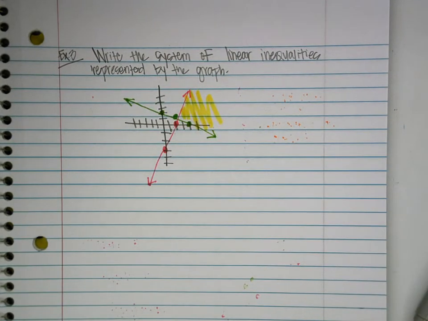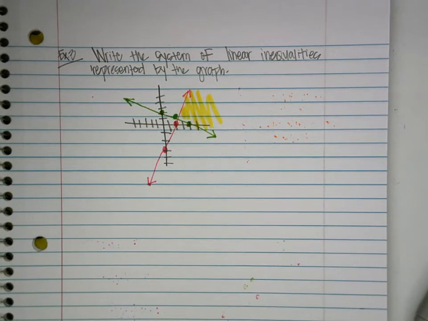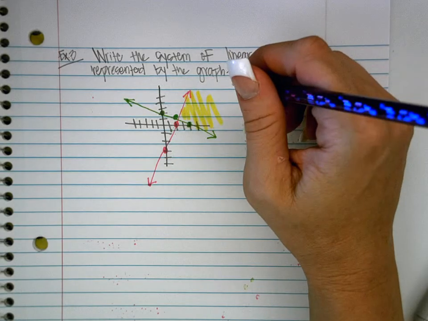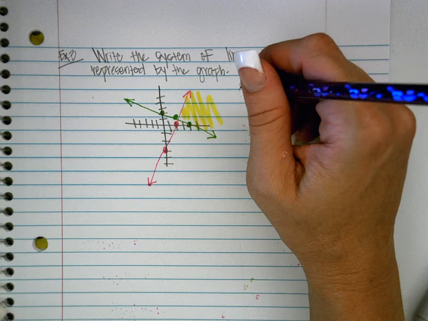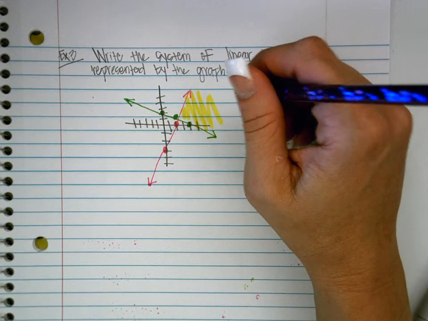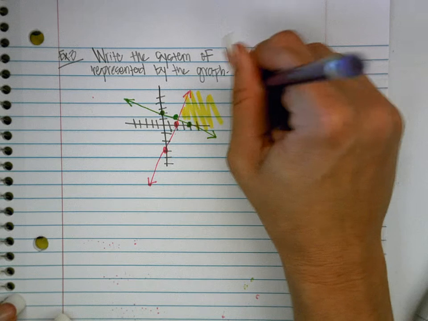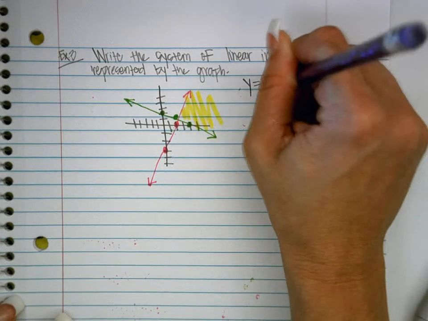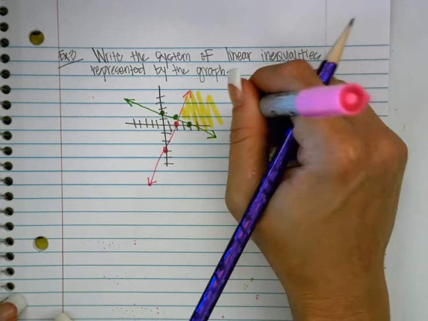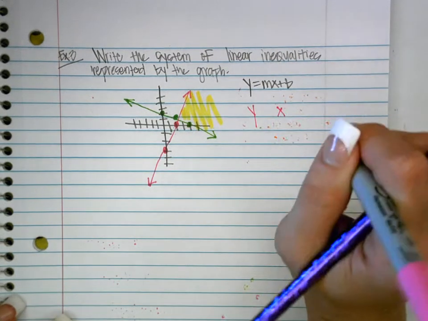So what does a linear equation look like in standard form? What's the slope-intercept form of a linear equation? Y equals mx plus b. So I'm going to just write these as y equals mx plus b equations. So for the pink line, for every line, you can always start with a y and an x. Okay, you can't put anything else in.